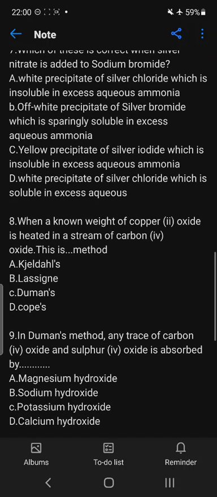Number 8: when a known weight of copper(II) oxide is heated in a stream of carbon(IV) oxide, this is dash method. This is the Dumas method. Number 9: in the Dumas method, any trace of carbon(IV) oxide and sulfur(IV) oxide is absorbed using potassium hydroxide, that is KOH. So the answer is option C.